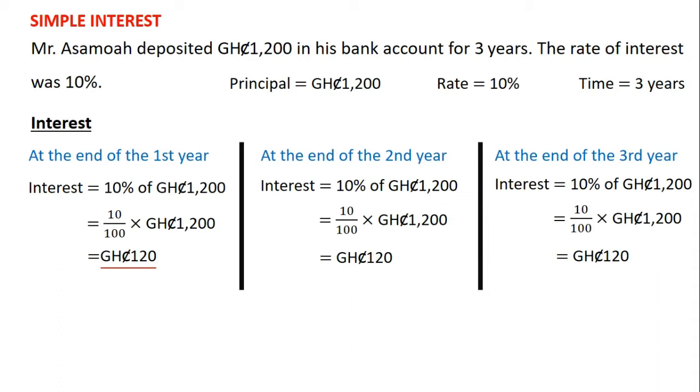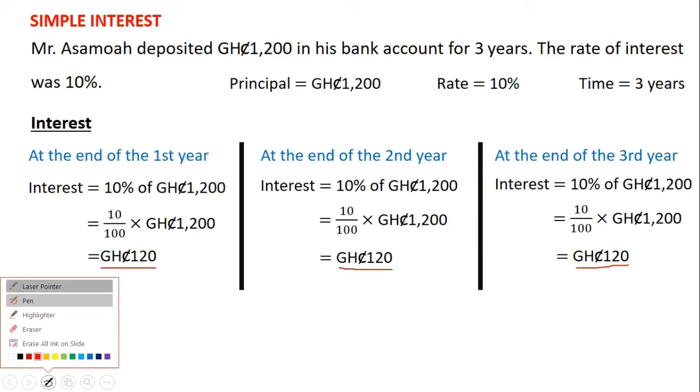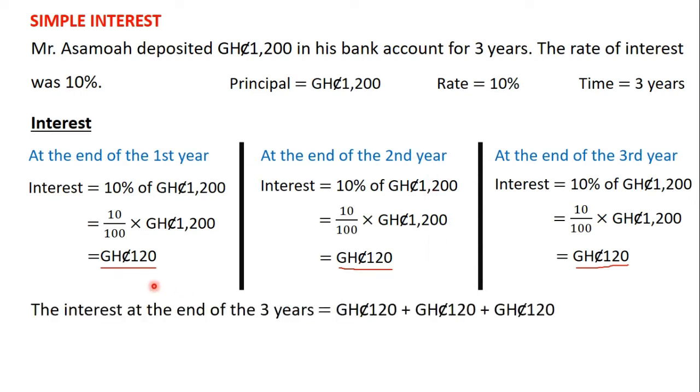At the end of the second year, the interest was 120 cedis. And at the end of the third year, the interest was 120 cedis. So if you want to find the total interest at the end of the 3 years, it's going to be the interest at the end of the first year, which is 120 cedis, plus interest at the end of the second year, which is 120 cedis, plus interest at the end of the third year, which is also 120 cedis. You add these three and you are going to get 360 cedis. So at the end of the 3-year period, Mr. Samuel's interest will be 360 cedis.